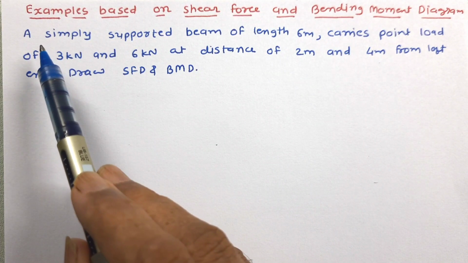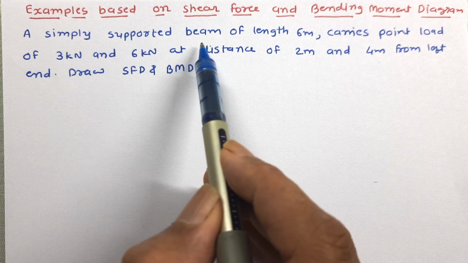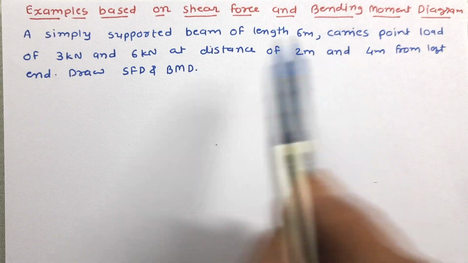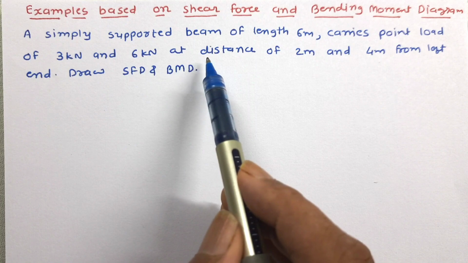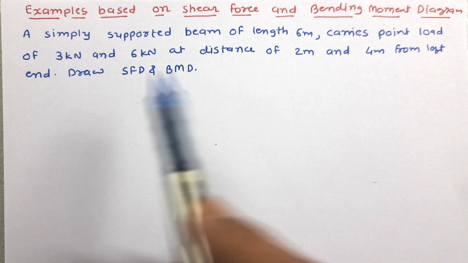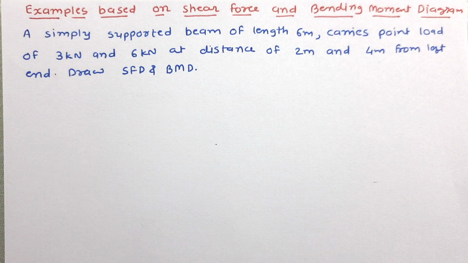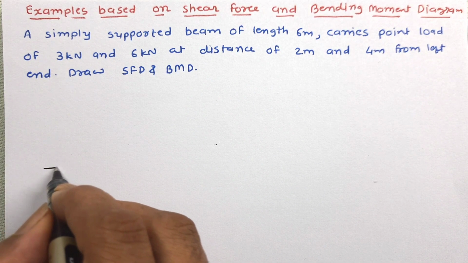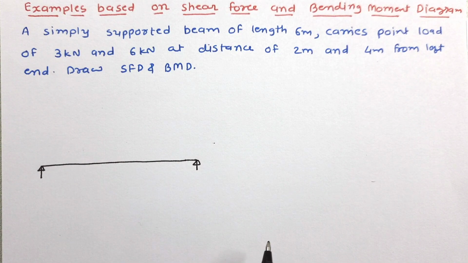So this is the example given to us. A simply supported beam of length 6 meter carries point load of 3 kilonewton and 6 kilonewton at distance of 2 meter and 4 meter from left end. Draw shear force diagram and bending moment diagram. So here a beam is given to us which is having 6 meter length and it is having 2 point loads, 3 kilonewton and 6 kilonewton.